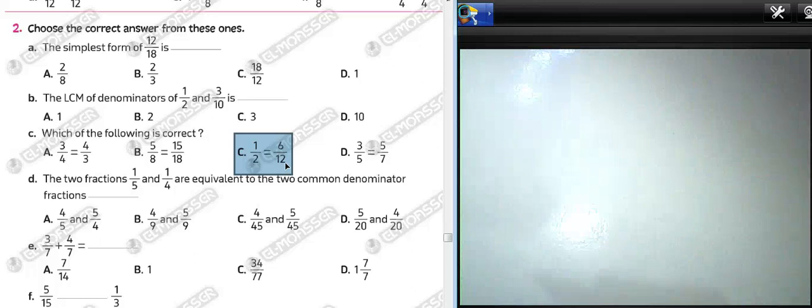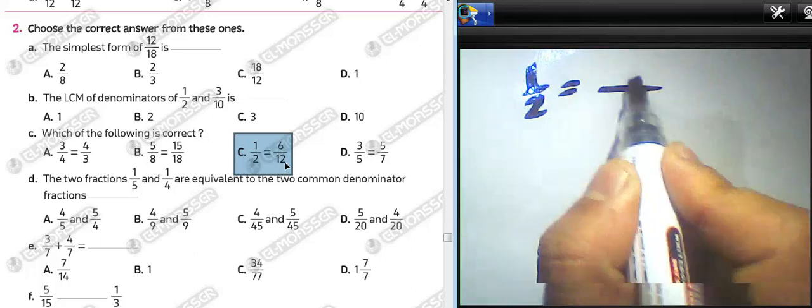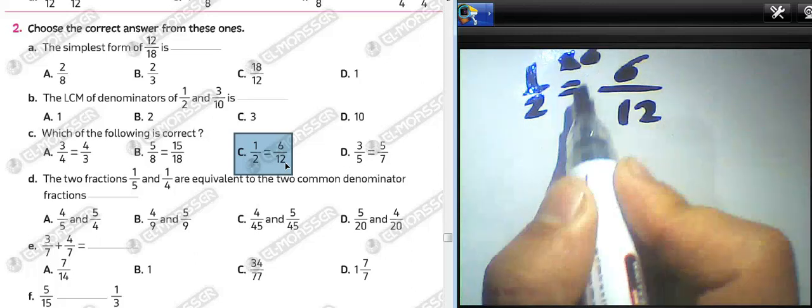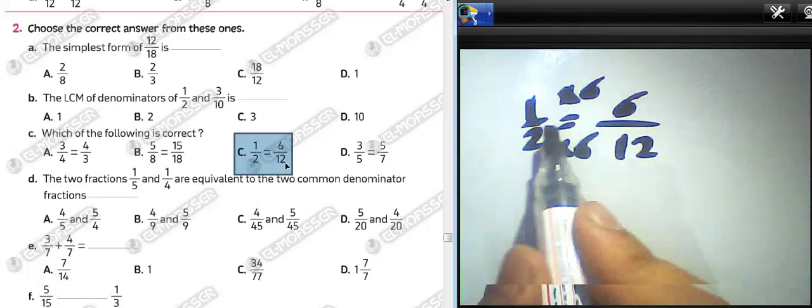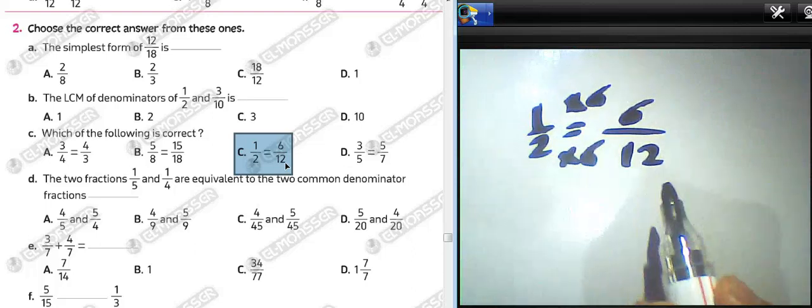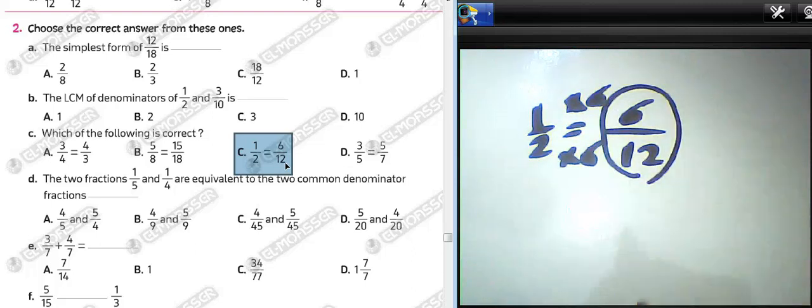Or you can convert this fraction, 1 over 2, to 6 over 12 by multiplying the numerator and denominator by 6. 1 times 6 equals 6 and 2 times 6 equals 12. Then the result will be 6 over 12. That's question letter C. Okay, letter D.